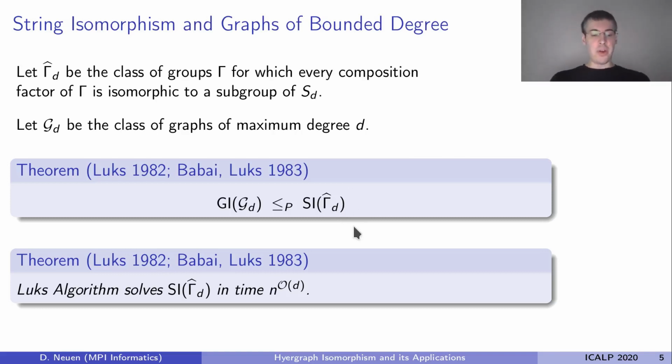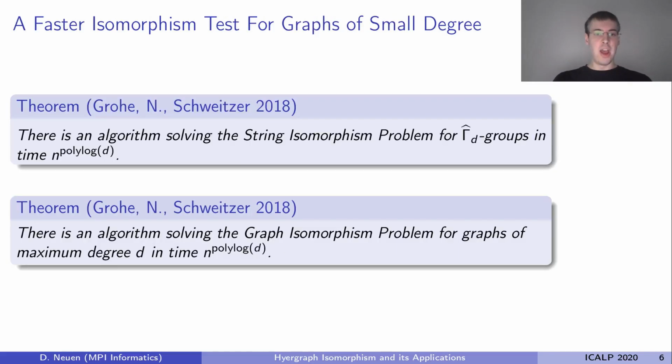Okay, and it actually turns out that the same approach is taken by our algorithm from 2 years ago. That is, what we actually prove is that the string isomorphism problem for gamma D groups can be solved in time n to the polylog D, thus improving Luks's algorithm also for the string isomorphism problem. Okay, and then using the reduction from the previous slide, we get the desired result on the graph isomorphism problem for graphs of maximum degree D. Okay, so now this is the state of the art from 2 years ago.